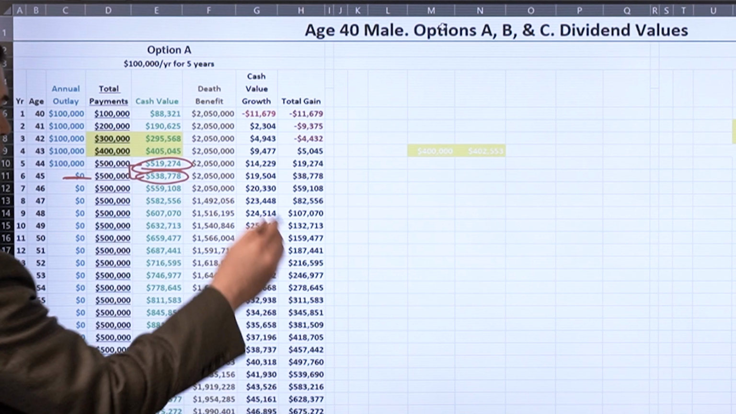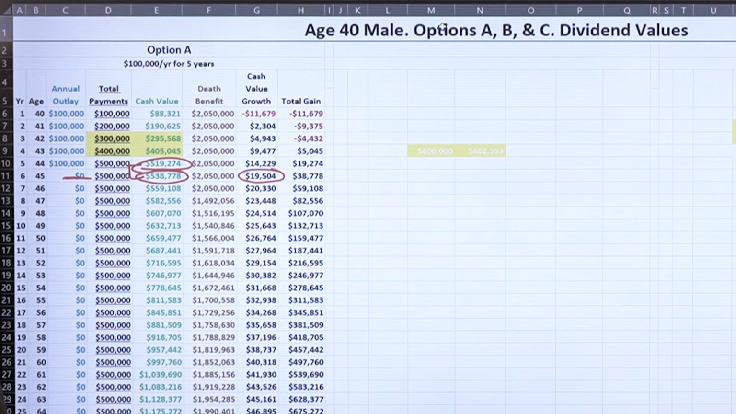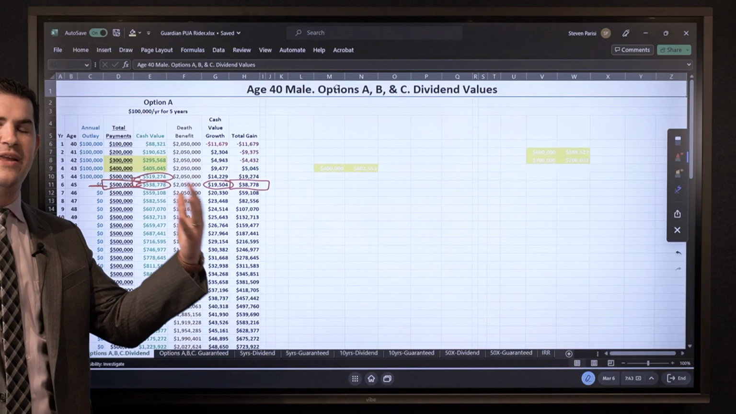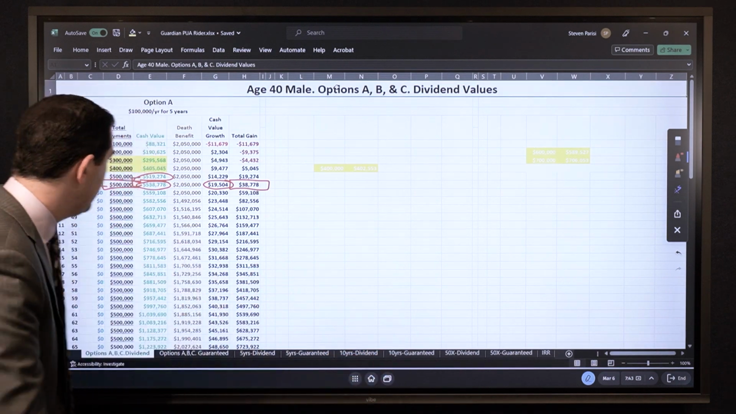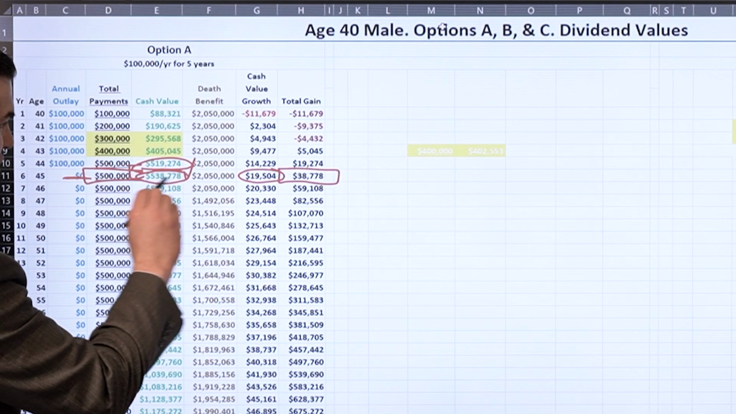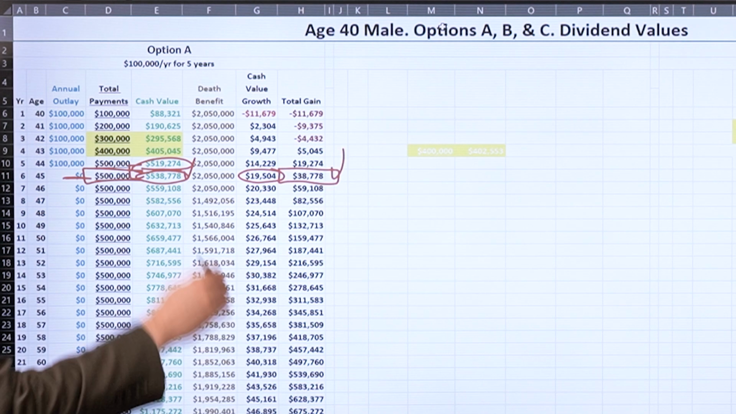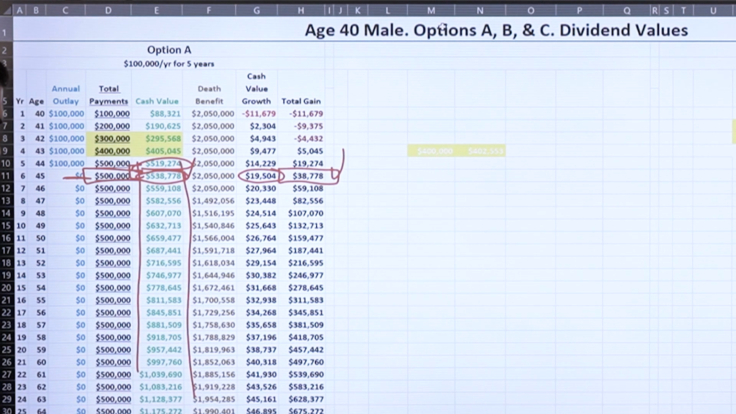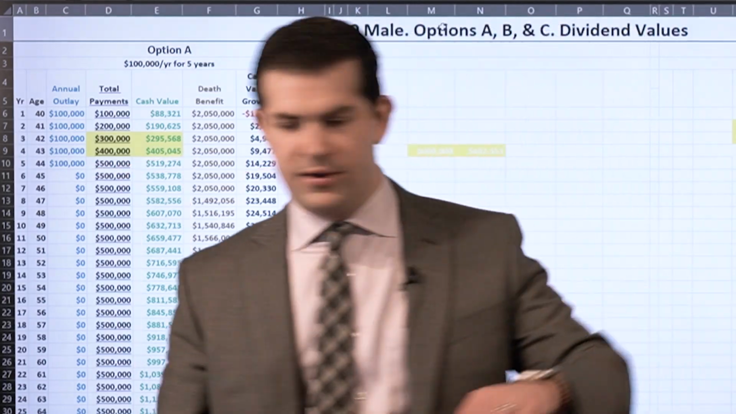So what do you see in total growth? There you go. $19,504. The gain is $38,778, meaning that you have paid a total of $500,000 into the policy. Your cash value is 538 and change. That 38,000 and change is the gain on your policy. Pretty neat, right? And then it continues to appreciate over time. So that's the 5-year fund.